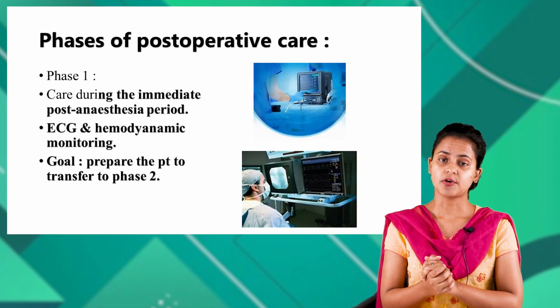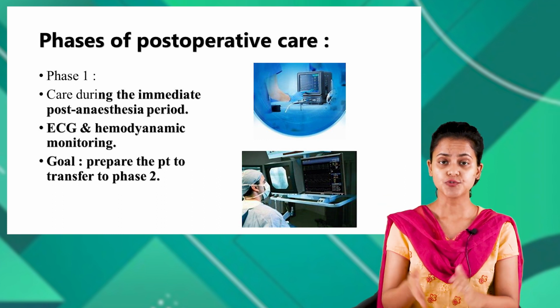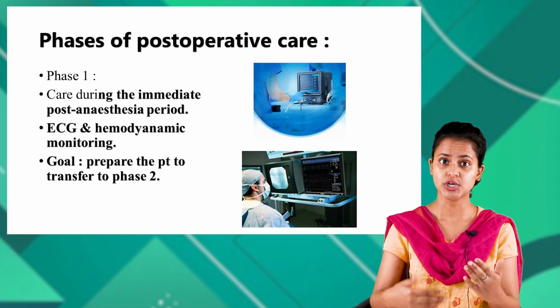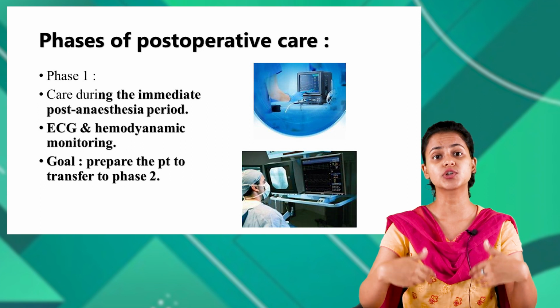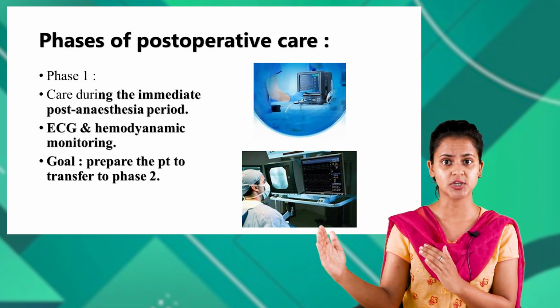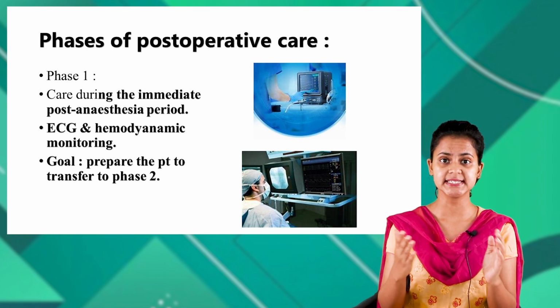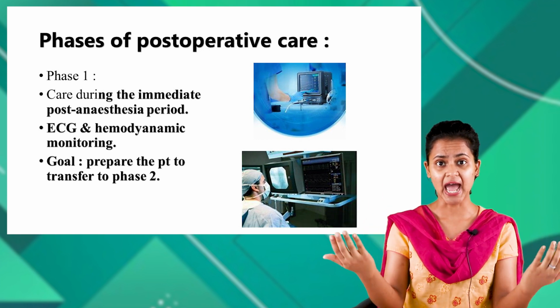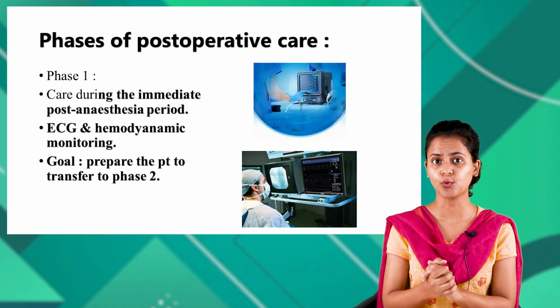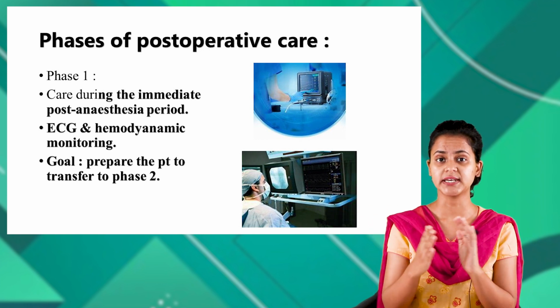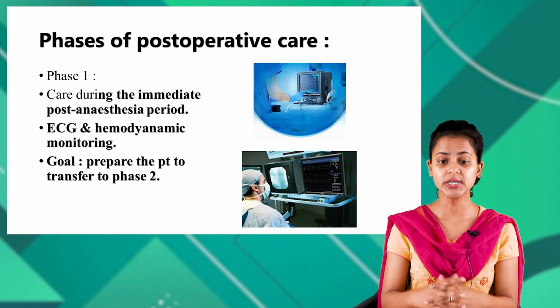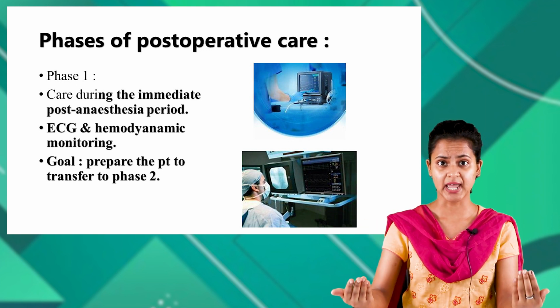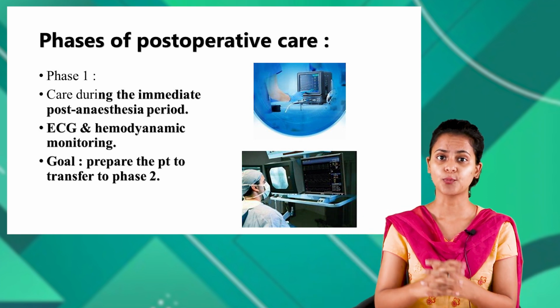Before discussing the actual process, we are going to learn about the phases of post-operative care, which are divided into three phases. Phase one involves the care of patients immediately after the surgical procedure. The major role here is ECG monitoring, and vital signs and hemodynamic status monitoring. The goal of the medical and nursing care in phase 1 is to prevent the occurrence of any complication or further complication, and the patient should recover enough to transfer to phase 2 post-operative care.